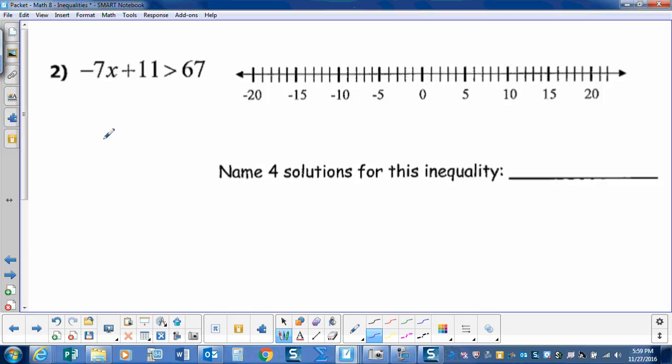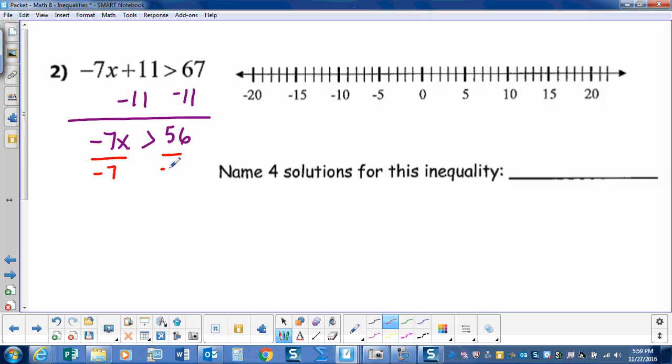Number 2, negative 7x plus 11 is greater than 67. Again, we're going to work this just like an equation. So we're going to isolate the x by minusing 11 on both sides. Negative 7x is greater than 56. Now we're going to isolate by dividing each side by negative 7. So on the left side, that leaves me x, and on the right side, that leaves me negative 8.